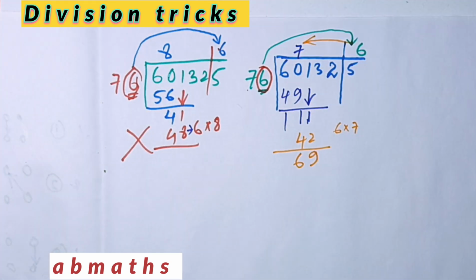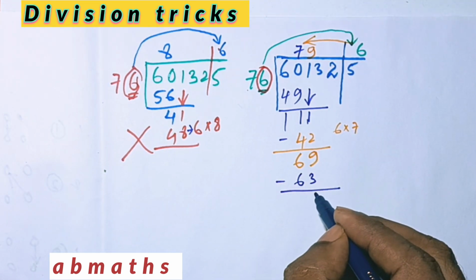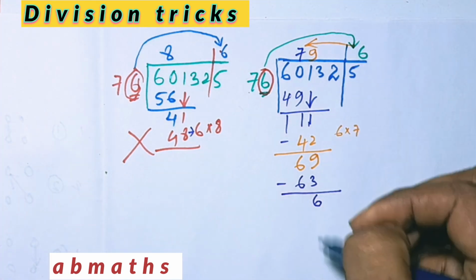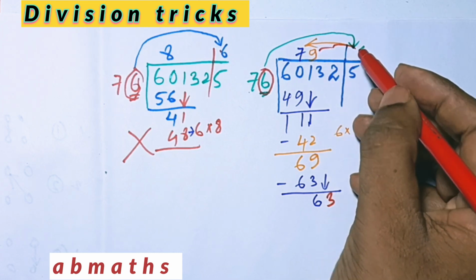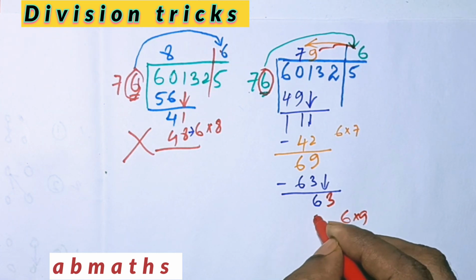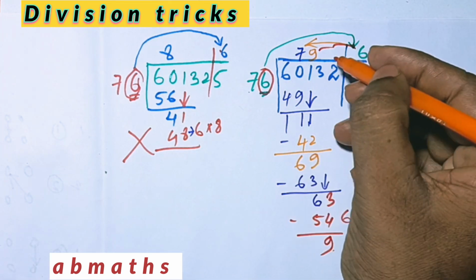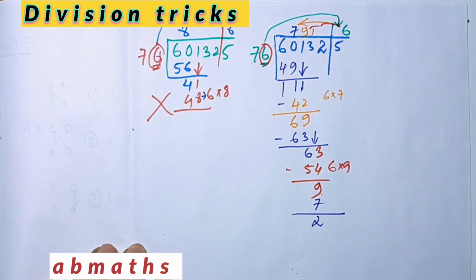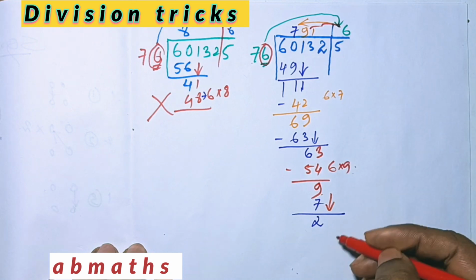After subtraction, here we can divide. 7 9 is 63. We'll subtract it. We get here 6. 3 comes down. So we'll multiply 6 into 9, 54. Subtract it. We can divide 9 with 7. 7 1 is 7. After subtraction, 9 minus 7 is 2. Then we'll bring down that 2. These 2 will come down here.